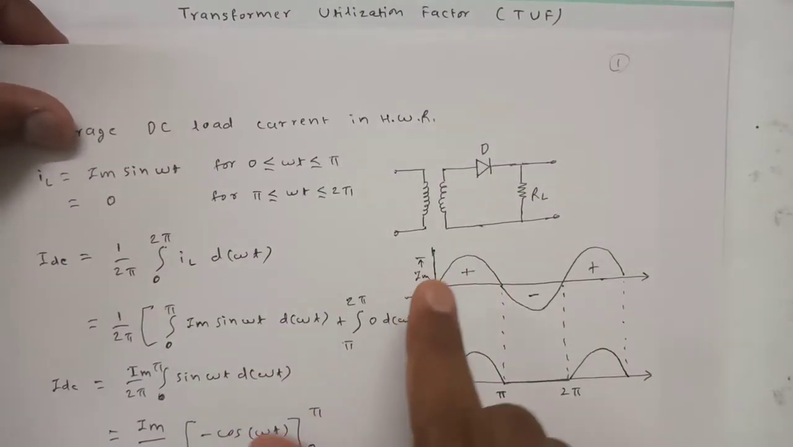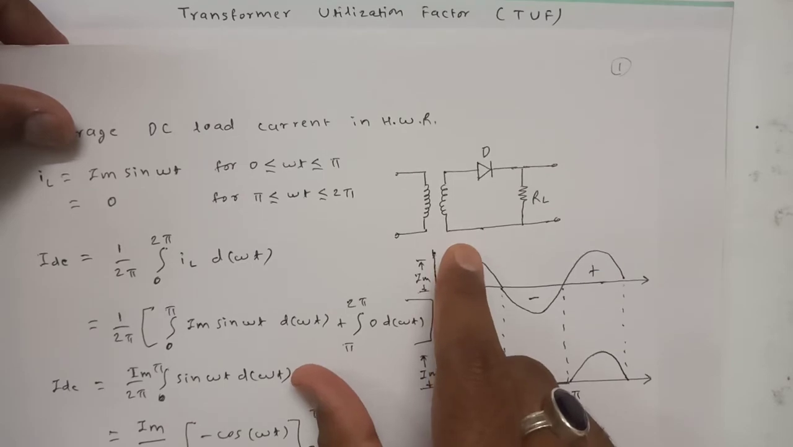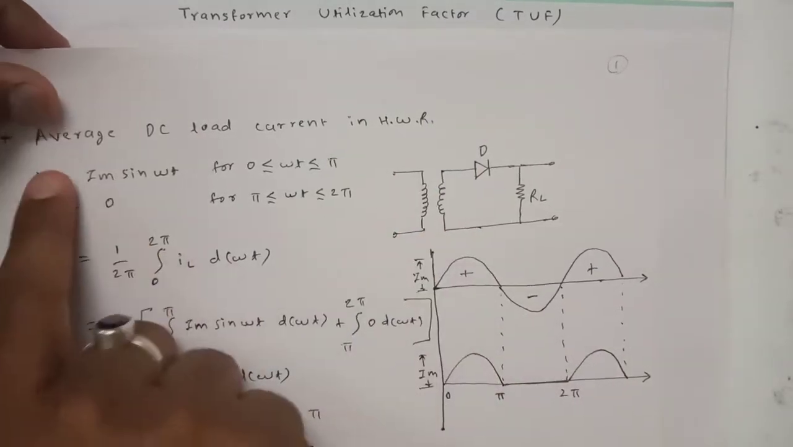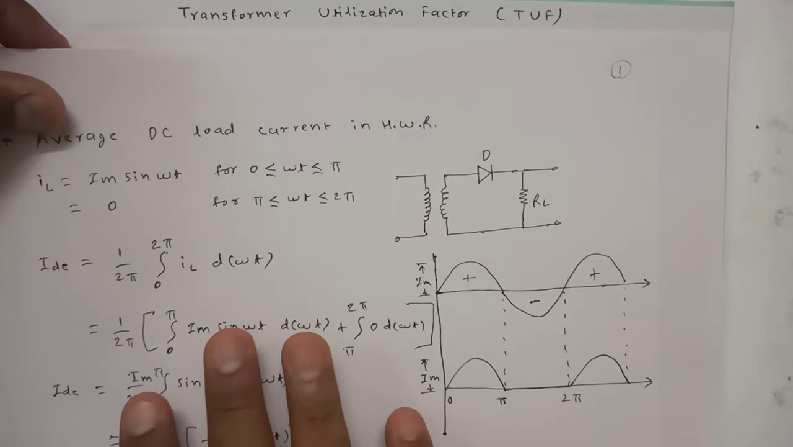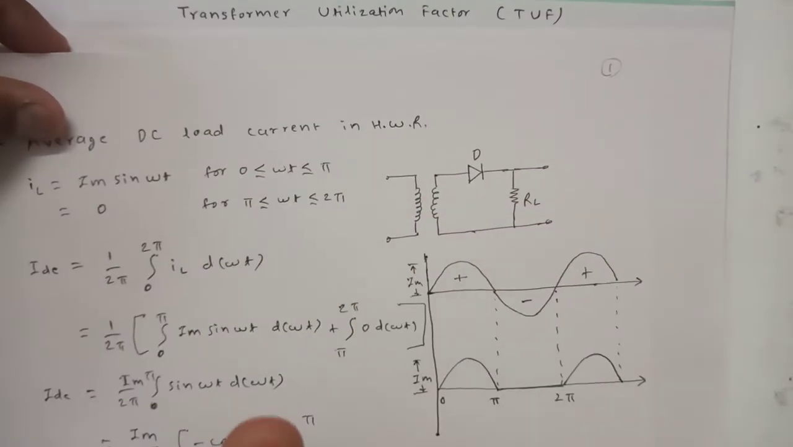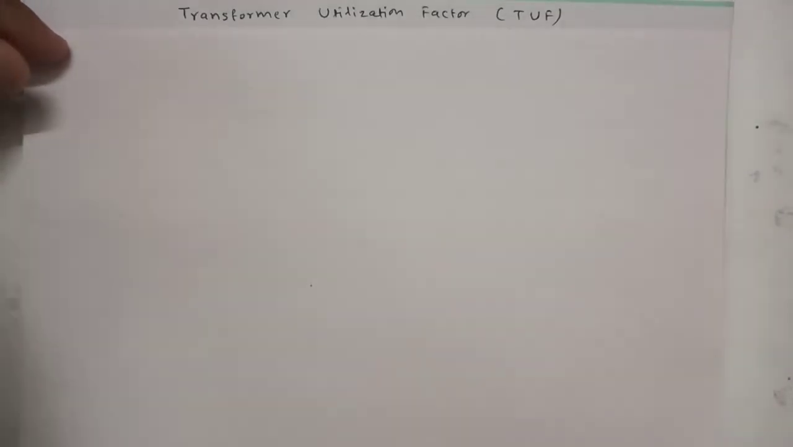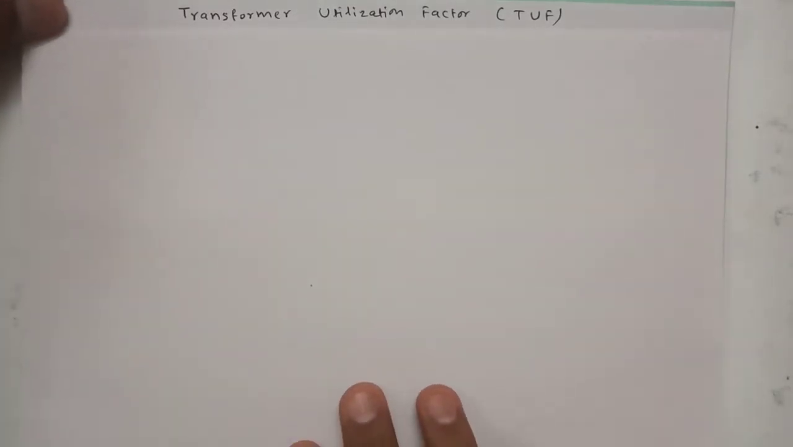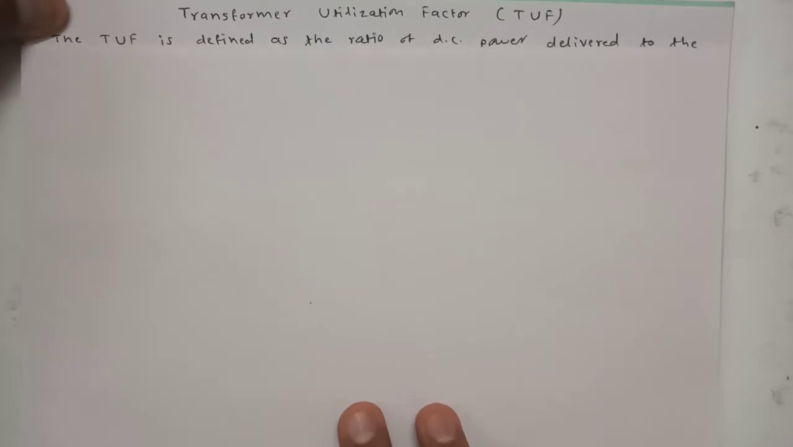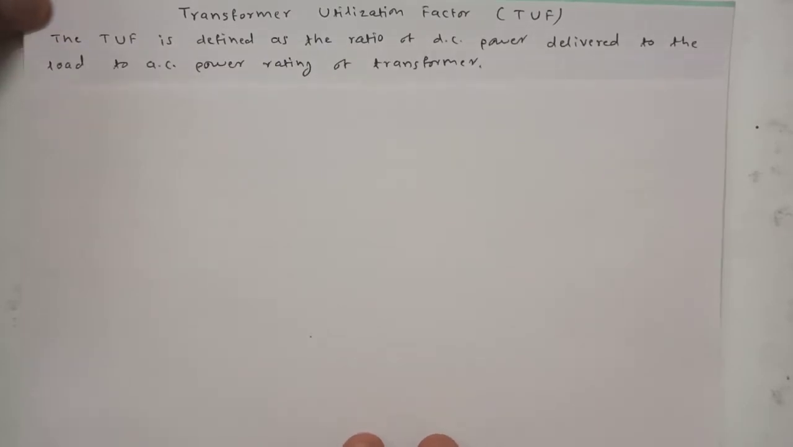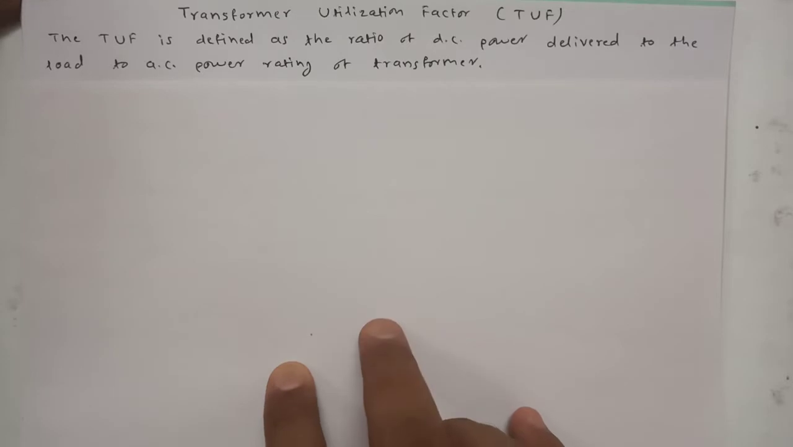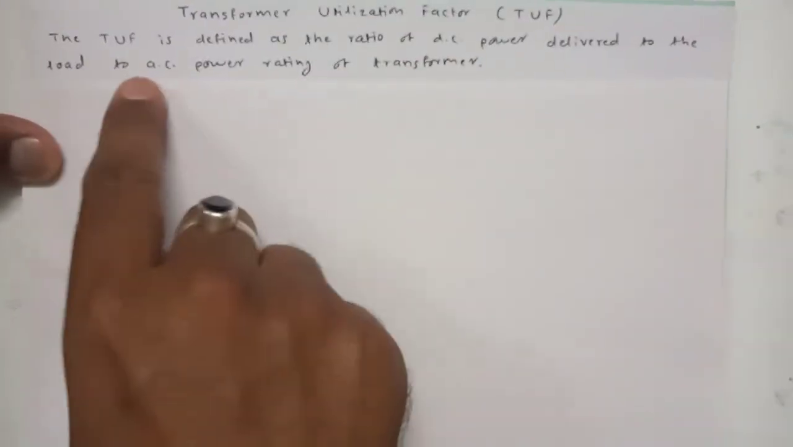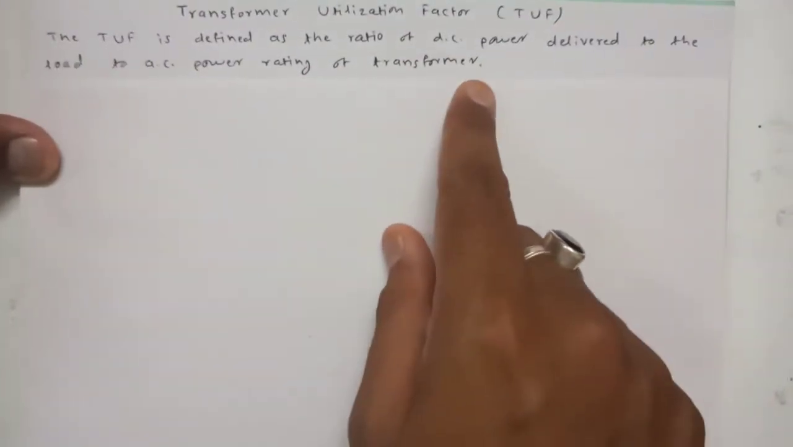This diagram I will be utilizing for calculating the TUF in the case of the half wave rectifier. This derivation we have already covered in another lecture, that's why we are only interested in this diagram here. Okay, so first of all, let me tell you the definition of the transformer utilization factor. From the name itself it is clear what it can be, but still I have written everything here to save time. The TUF is defined as the ratio of the DC power delivered to the load to the AC power rating of the transformer.